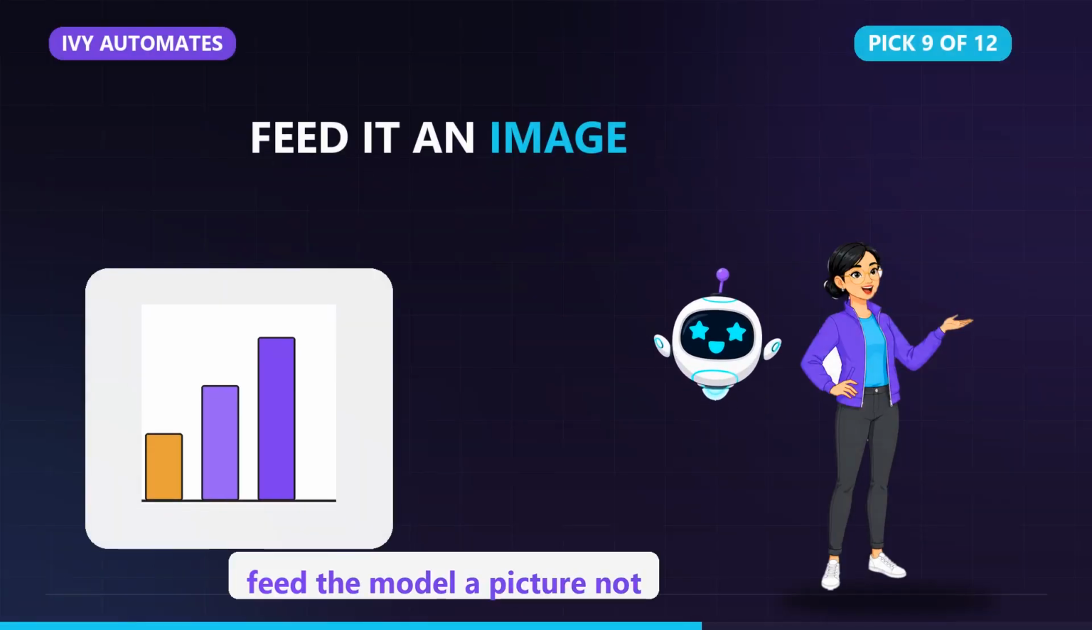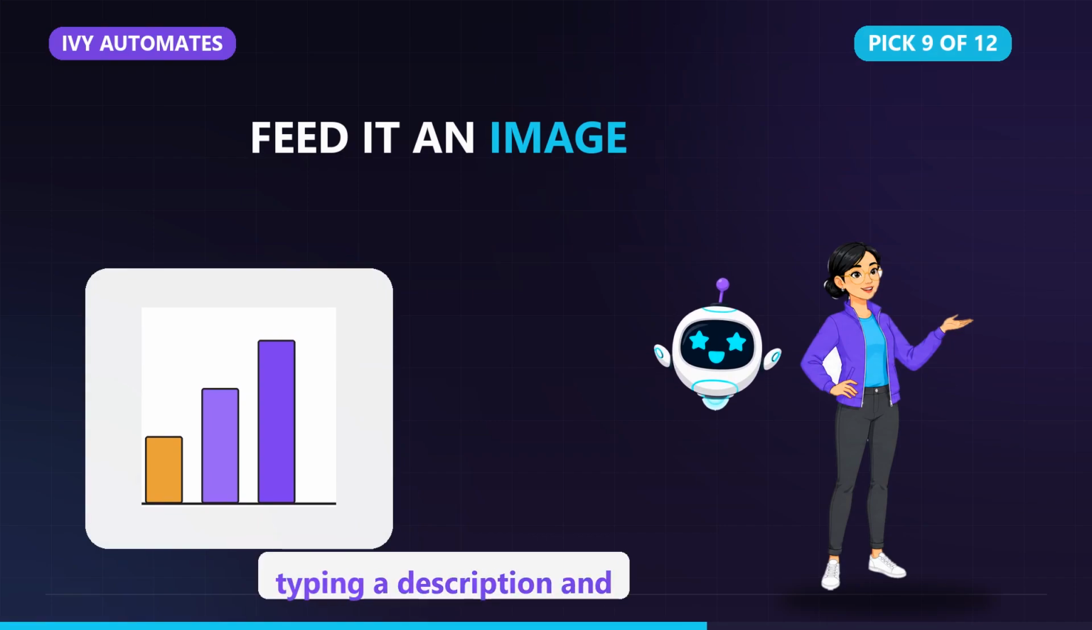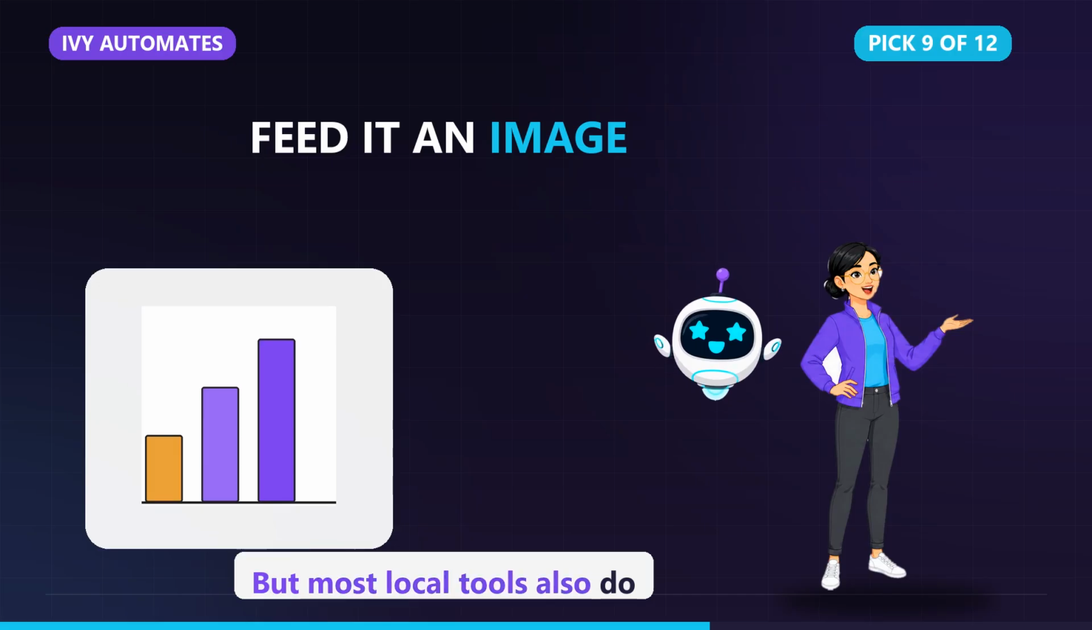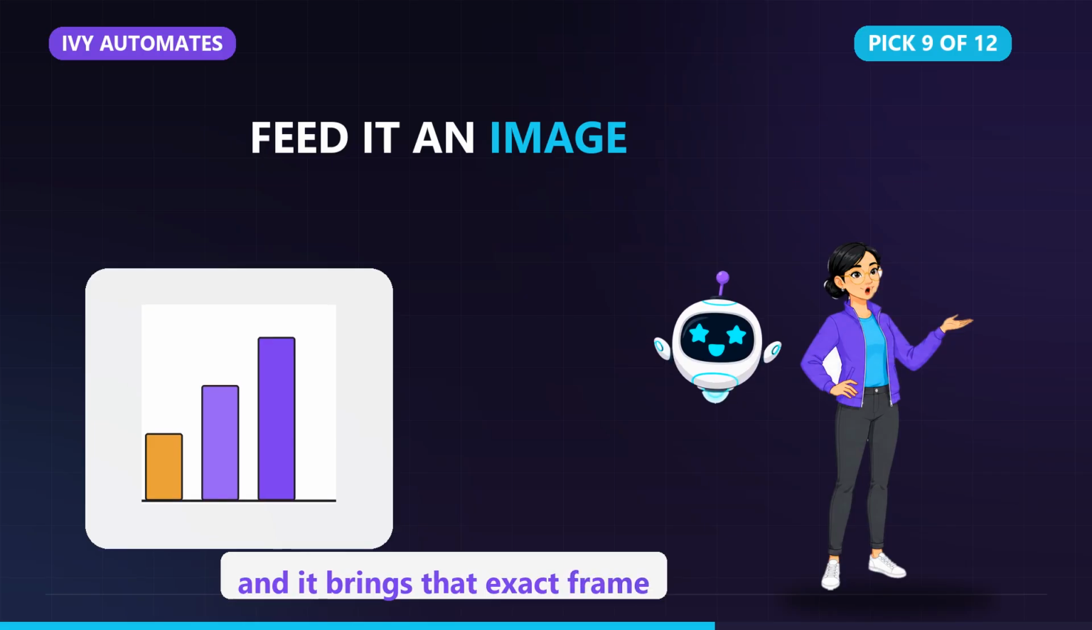Pick 9. Feed the model a picture, not just words. Everyone starts with text to video, typing a description and hoping. But most local tools also do image to video. You hand it a still image, and it brings that exact frame to life with motion.